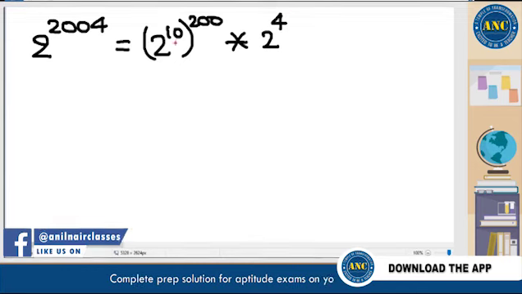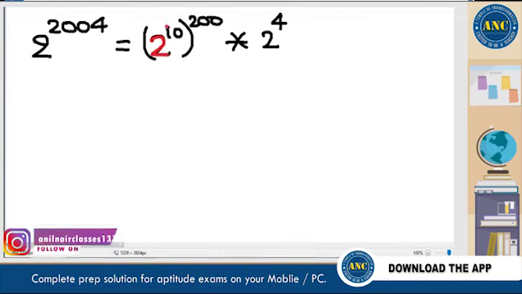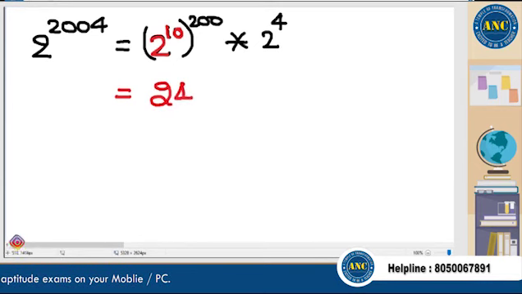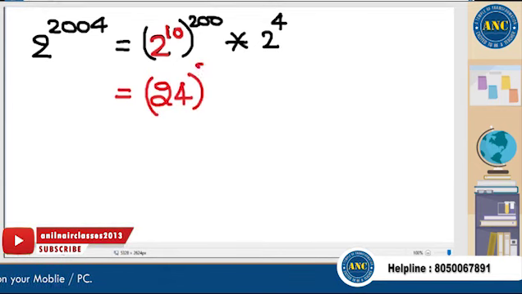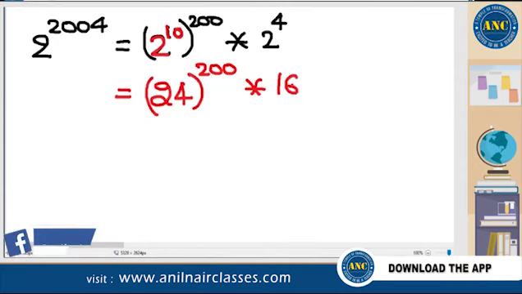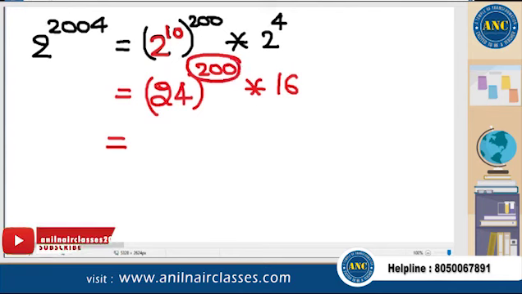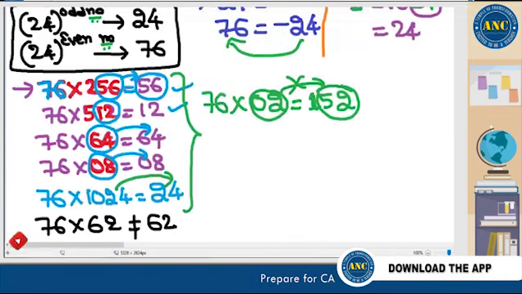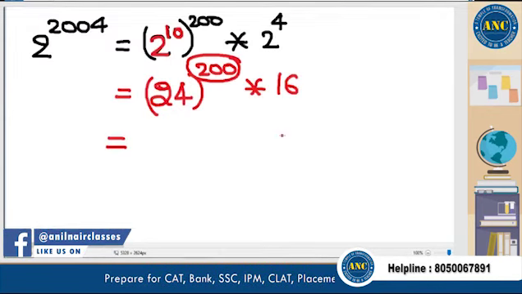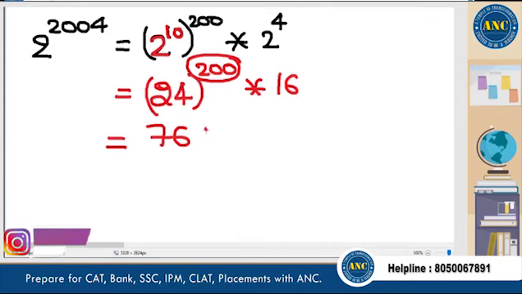Can I say that 2 power 10 is 24? First problem I am writing step by step for your understanding. 2 power 10, last 2 digits is 24. Write down power 200 as it is. 2 power 4 is 16. Next, 24 power 200 is an even number. 24 power even number, what are the last 2 digits? We already know the key point. 24 power even number is 76. Write down 76 in place of that.